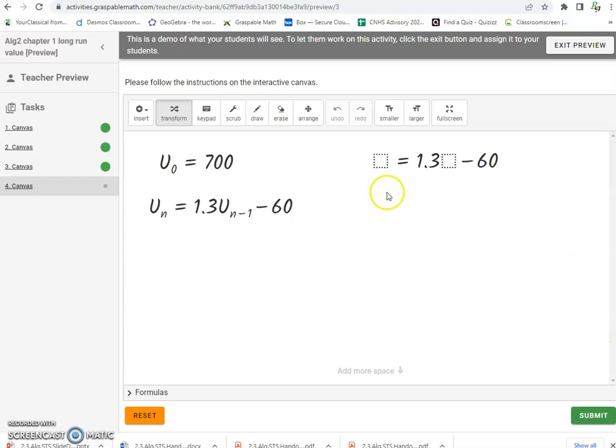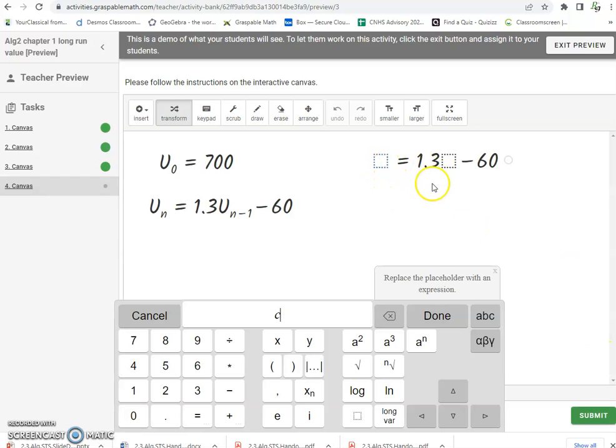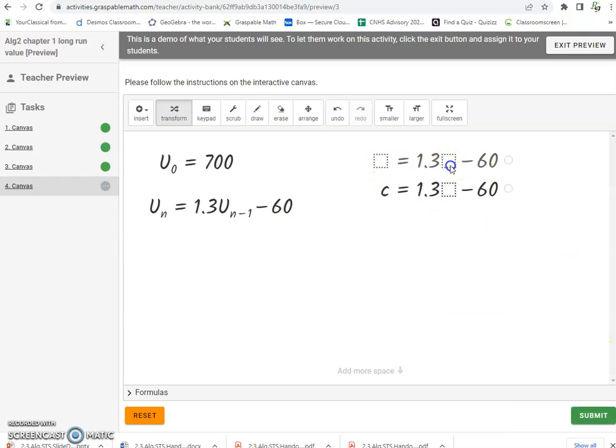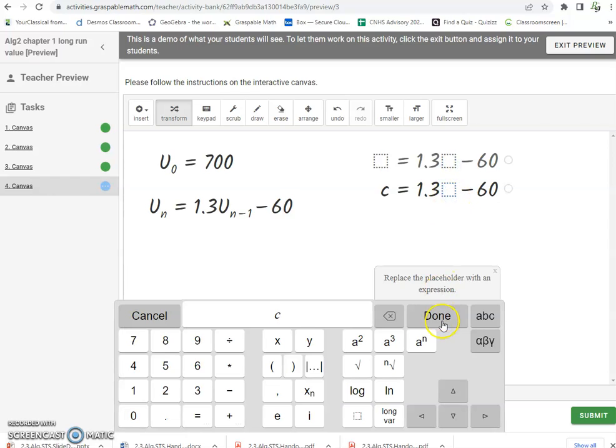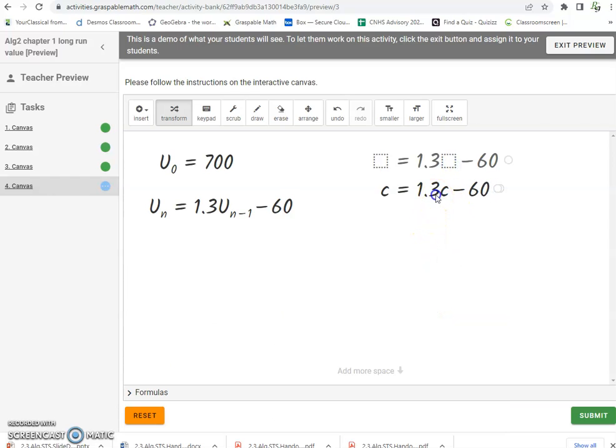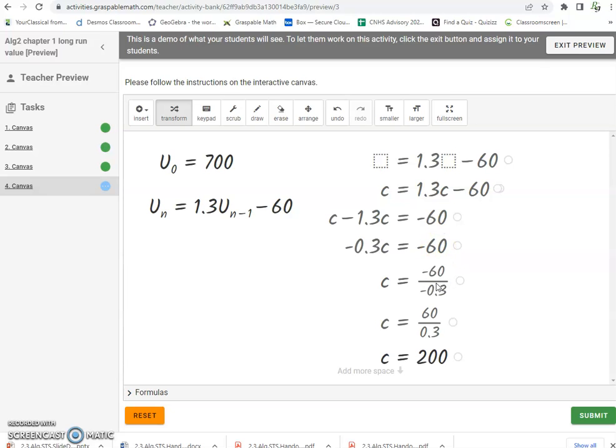And then for the last problem, again, replacing U of n and U of n minus 1 both with the letter C. This one here we're subtracting more than we actually have on the other side, so again we're going to get a negative answer. And then undo the multiplication with division. Double click on the fraction bar, and so this one is approaching 200. So this one's a decay.